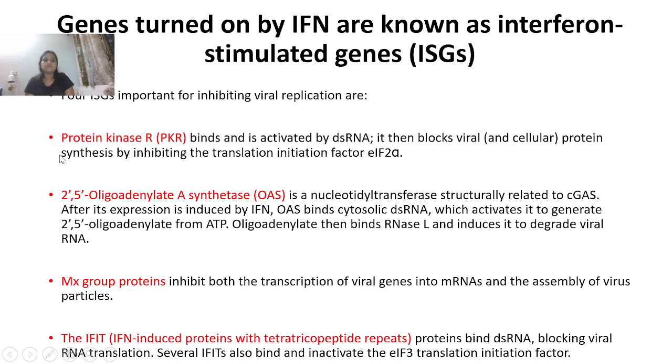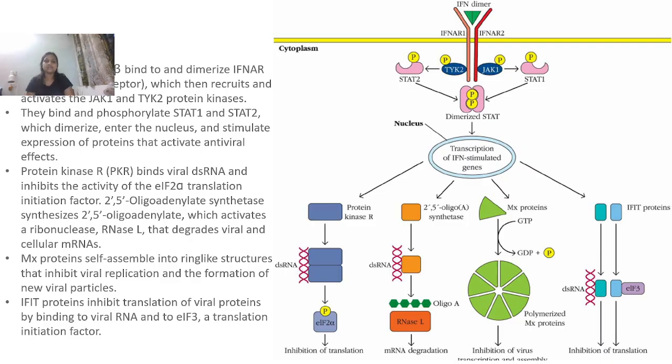First is protein kinase R, which binds and is activated by double-stranded RNA. It then blocks viral and cellular protein synthesis by inhibiting the translation initiation factor EIF2 alpha. So it is bound by double-stranded RNA viruses. Here you can see a double-stranded RNA virus coming and binding to this protein kinase R. It can recognize this double-stranded RNA, and it inhibits one translation initiation factor, EIF2 alpha.